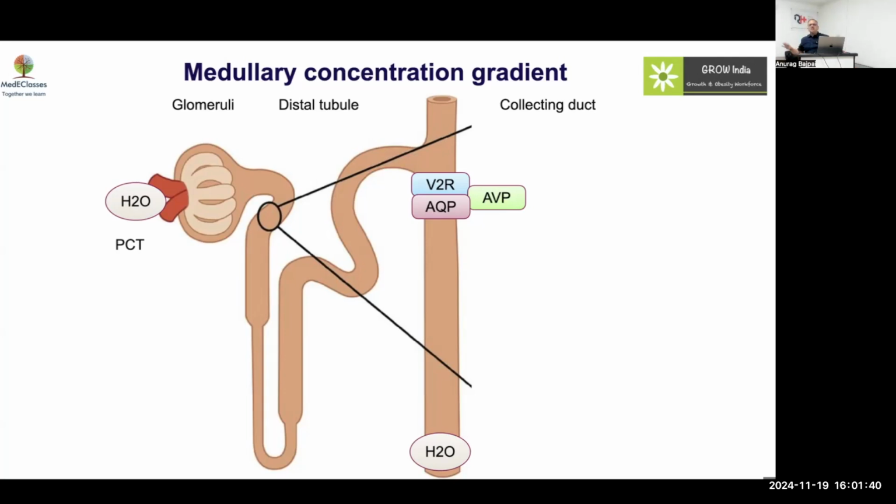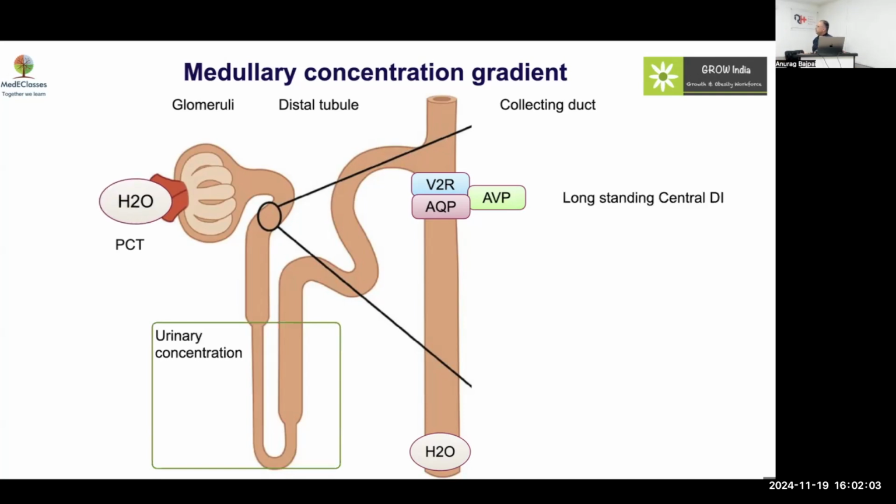If you have long-standing polyuria, you will lose it. So this part is not there, and AVP alone may not be effective. As we say, if somebody is mineralocorticoid deficient and you just give them aldosterone without salt, it is not going to help. Similarly, here the medullary concentration gradient is not there, so AVP is not going to work a lot in that regard. So urinary concentration becomes important.